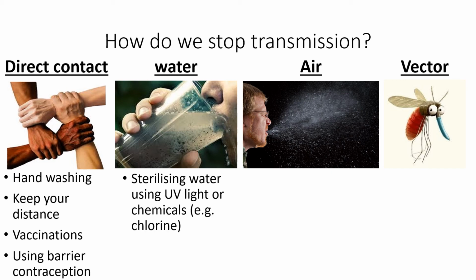For those in water, what you basically have to do is sterilize the water. And there's a number of ways we can do that. We can add chlorine, which is a chemical that they'll add into swimming pools and so forth, and it'll basically kill any of the pathogens inside the water. We can also use UV light, and UV light can be used to sterilize water.